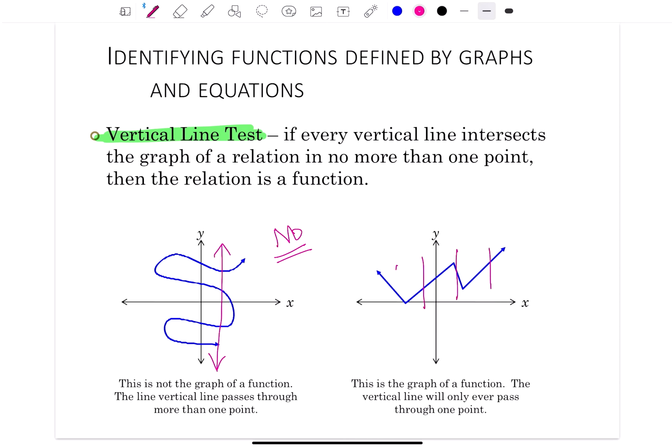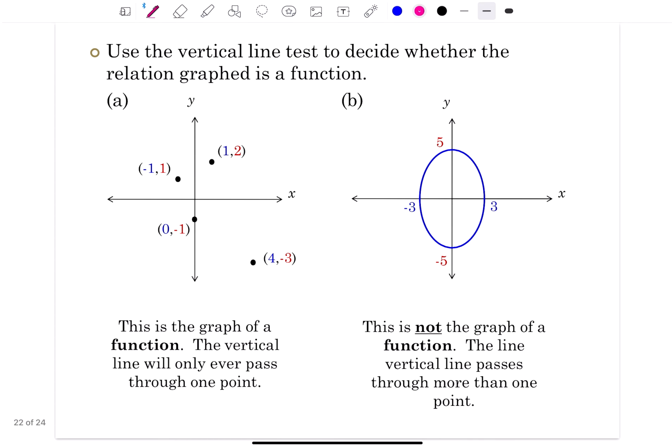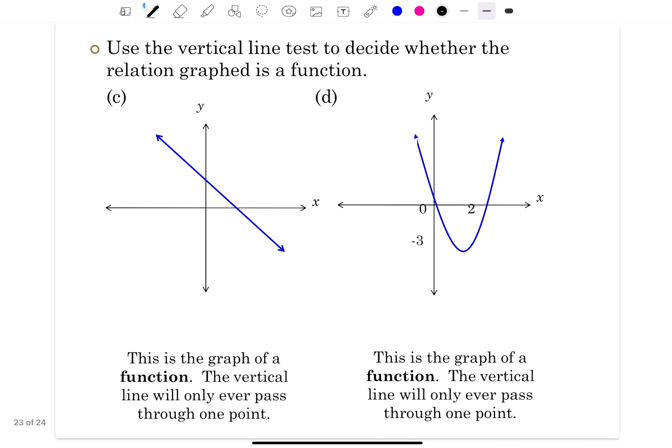On this graph, you can draw a vertical line anywhere, and your vertical line should not touch the graph at more than 1 point, so yes, a function. Another one, again, you can draw the vertical line anywhere. Your vertical line will not touch it in more than 1 point, so yes, a function. And the next one, if you draw the vertical line, your vertical line touches the graph at 2 different points, and that means it's not a function.